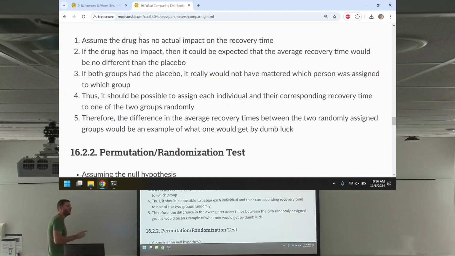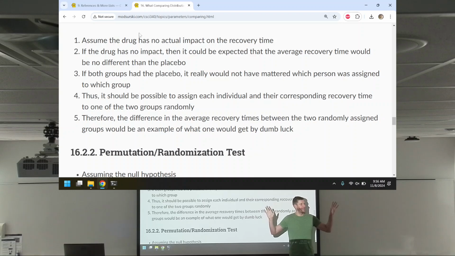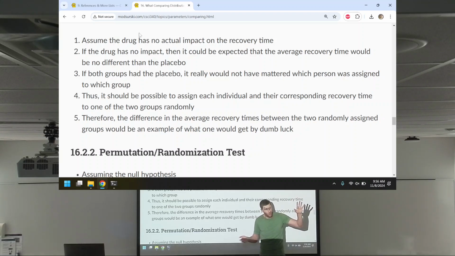The difference in the average recovery time between the two randomly assigned groups would be an example of what one would expect with dumb luck. Okay? So let's say I take everybody. There were 100 people in this example, right? 50 in one group, 50 in the other. Let's say I shuffle them, regardless of whether they actually had the placebo or the drug, and we put them into the drug group and into the placebo group.